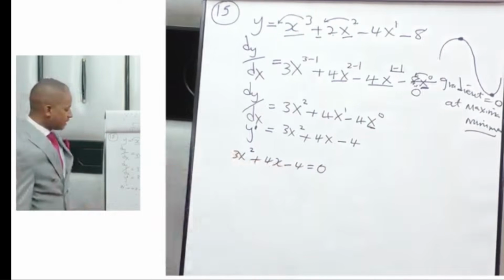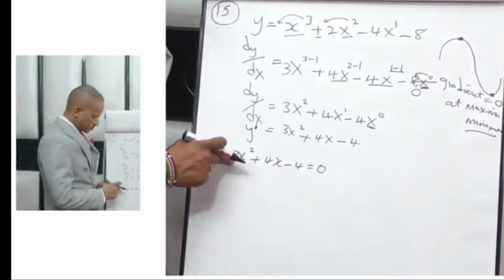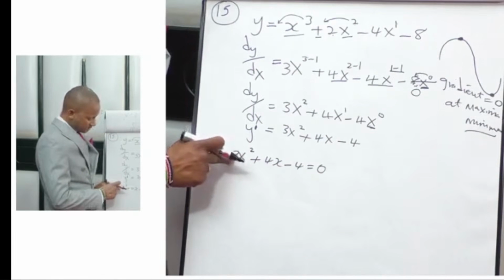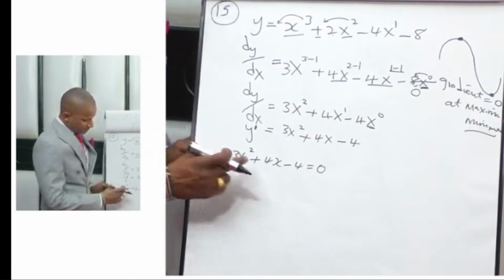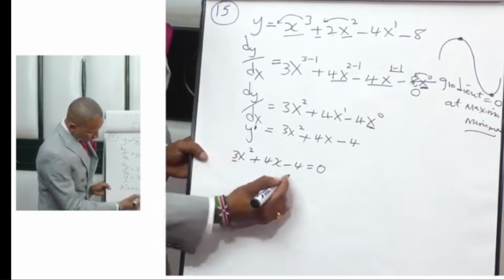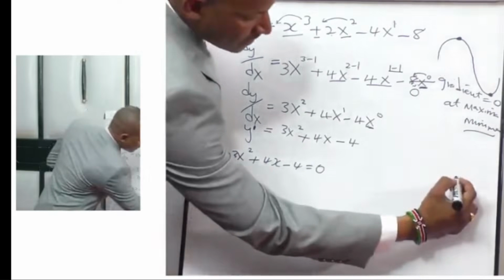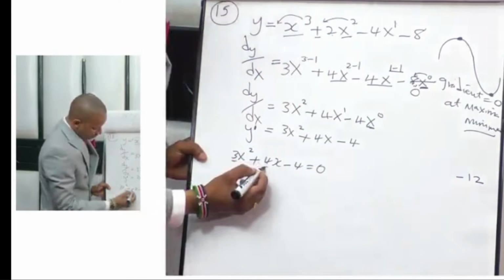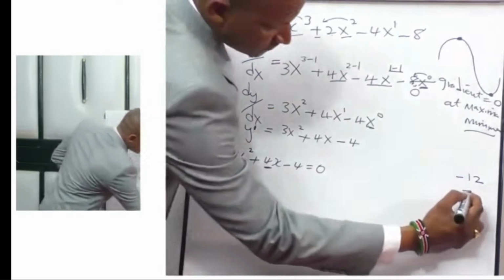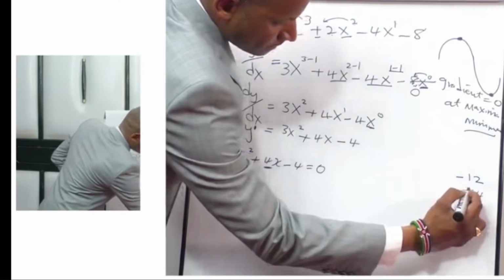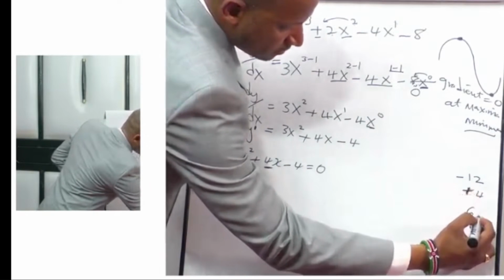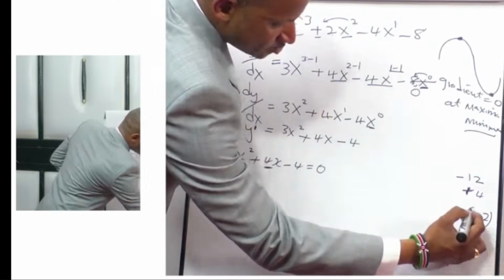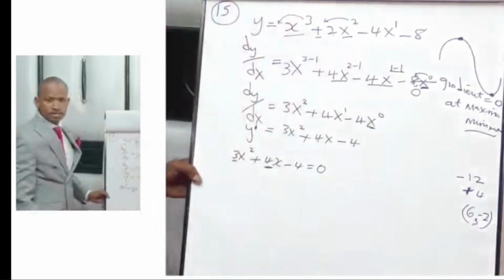Here, this is a quadratic equation. We will look for two numbers. If we multiply them, it gives you 3 times minus 4, so it gives you minus 12. But if you add them, it gives you 4. So those numbers are 6 and minus 2.